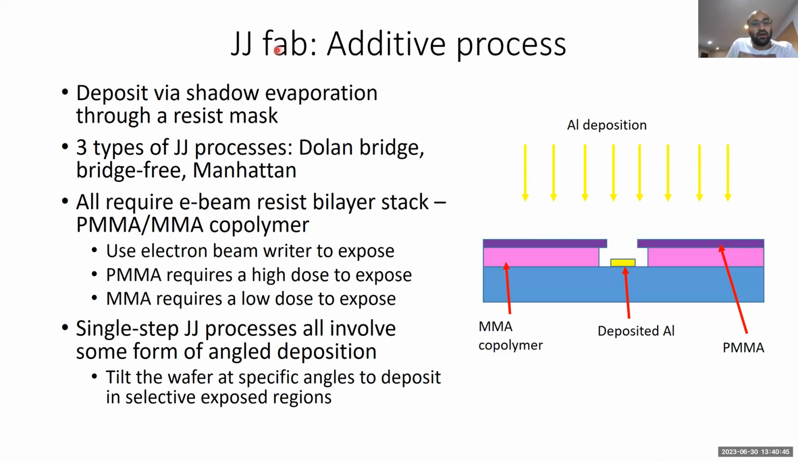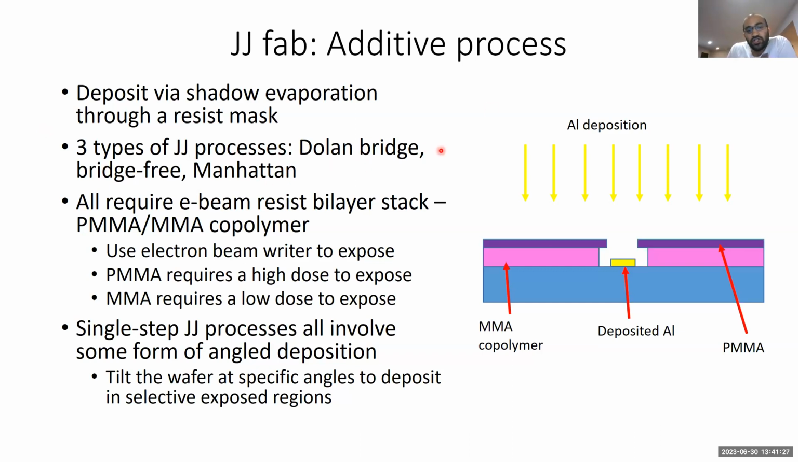So we make our junctions using an additive process, and that basically involves deposition via shadow evaporation through a resist mask. The way that works is we have some resist here that we have developed a trench into, and then you deposit your aluminum. Aluminum will be deposited all on the surface of the resist and also in here. Then you do a process called liftoff, where you remove the resist and you're left with just the deposited aluminum on your wafer.